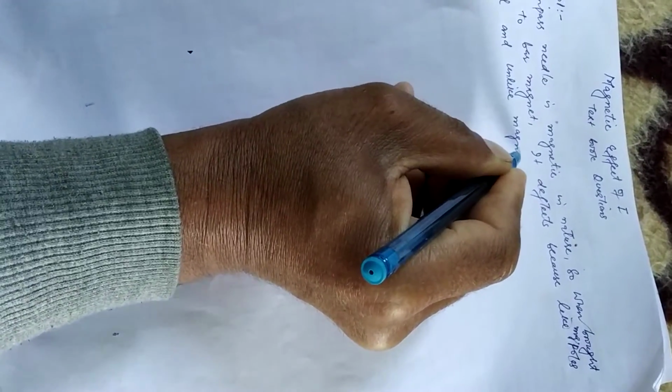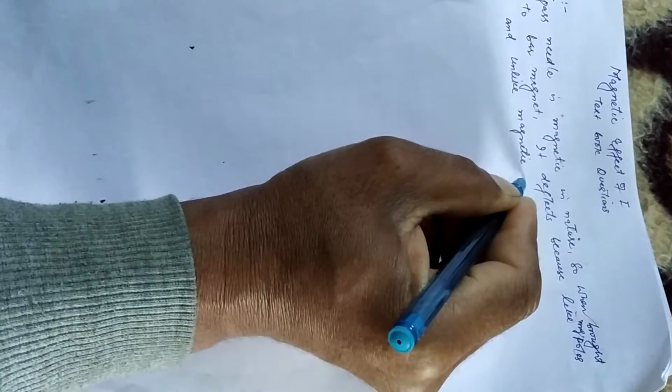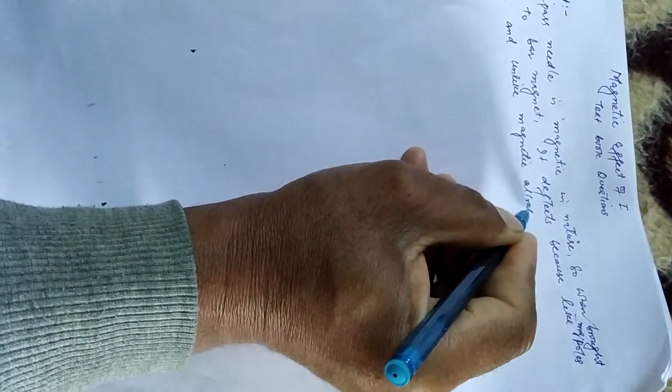It simply follows that principle. We can say that a compass needle, when brought close to a bar magnet, or a bar magnet brought close to a compass needle, gets deflected. The reason is that the compass needle is magnetic in nature, and when two magnets are brought close to each other, there is either attraction or repulsion. If the north pole of the bar magnet is brought close to the compass needle's north, it will repel, and vice versa.